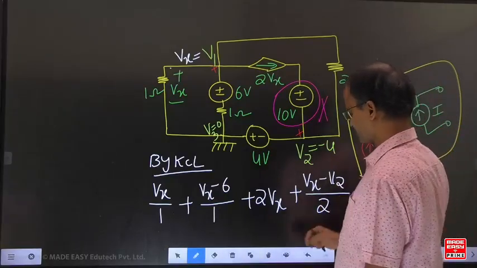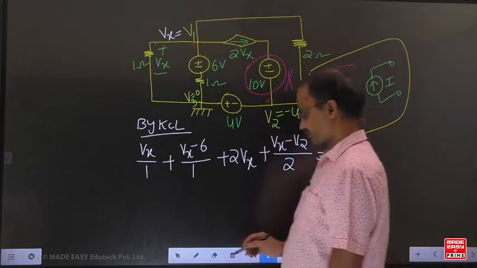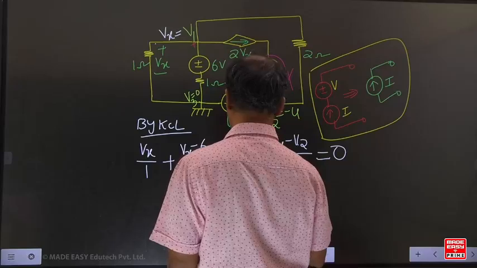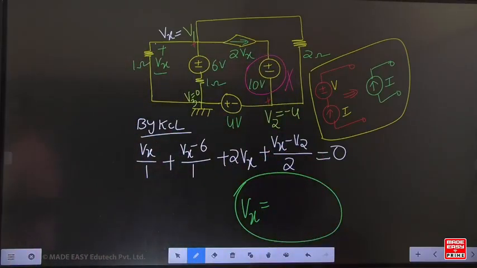Now can you substitute V2 equal minus 4? Substitute the V2 equal minus 4 and by simplifying this one, can you find out Vx? Check करो जी, find out Vx value.